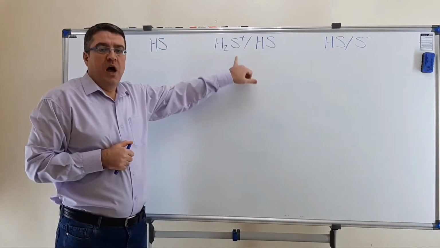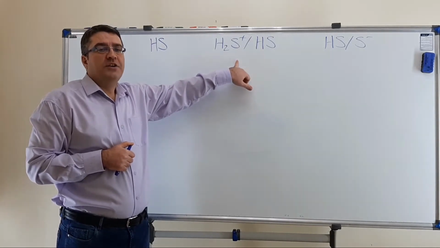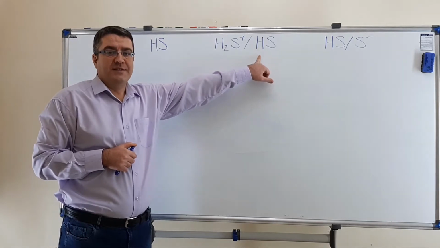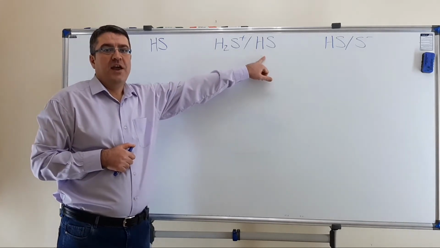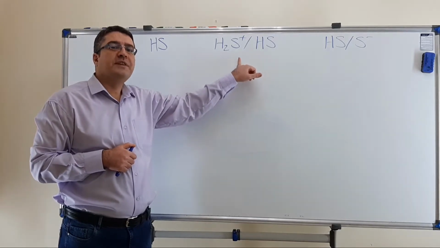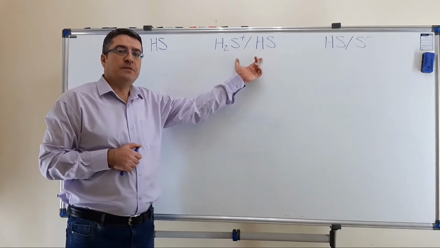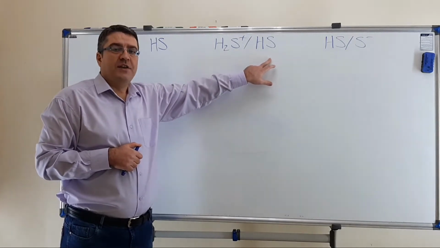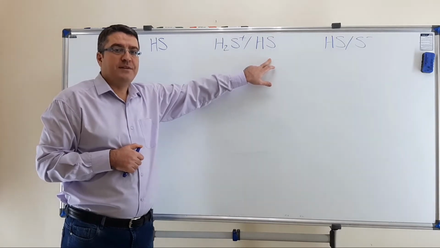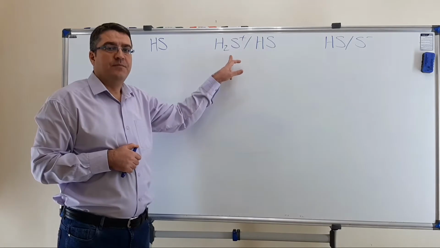Here, H2S+ is the ionium cation of the solvent HS. It is the conjugate acid of the solvent. It is produced by protonation of the solvent. In this conjugate acid-base pair, HS, the solvent, is the conjugate base, and H2S+ is the conjugate acid.